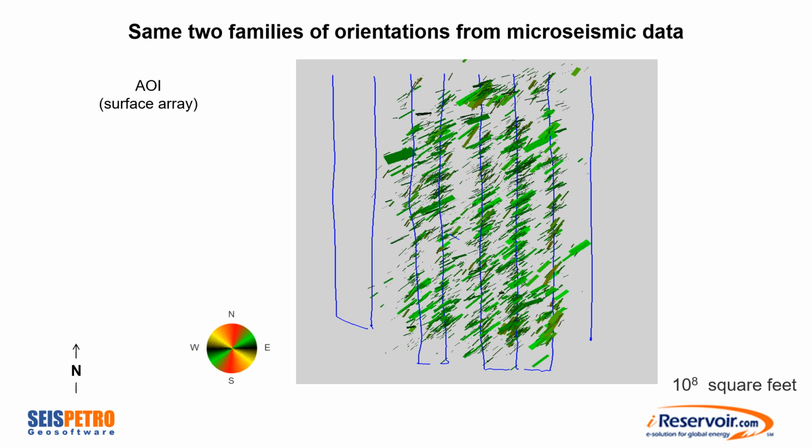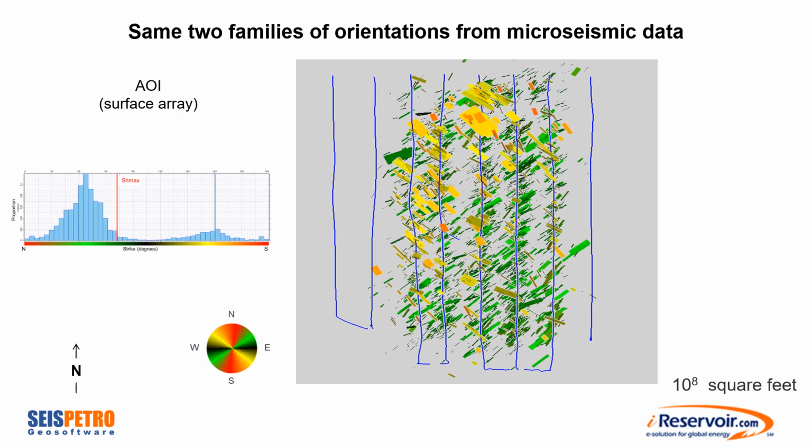In this area, we also had access to moment tensor inversion results from microseismic data recorded with the surface array. These blue lines represent the trajectories of the horizontal wells in the area of interest, which is roughly 1 million square feet. From these inversion results, we observe again the same two families of orientations. We see a green family, which is approximately north 45 east, and a second yellow family, north 45 west. In this case, these are the orientations of reactivated natural fractures from the hydraulic stimulation. Here is the histogram of these orientations, again with the north 45 east family being more abundant than the north 45 west yellow family.